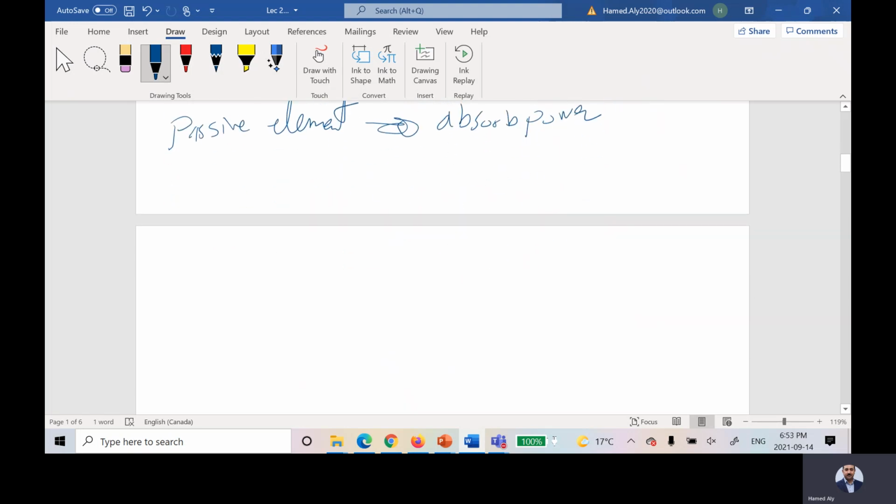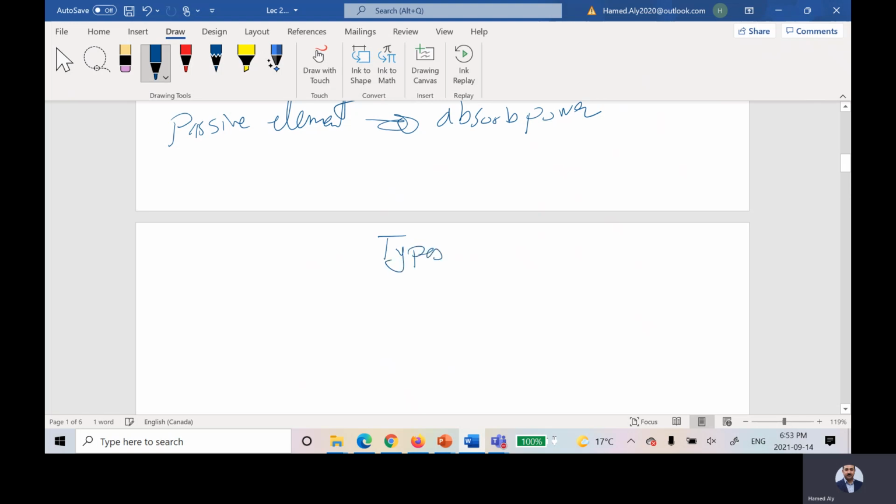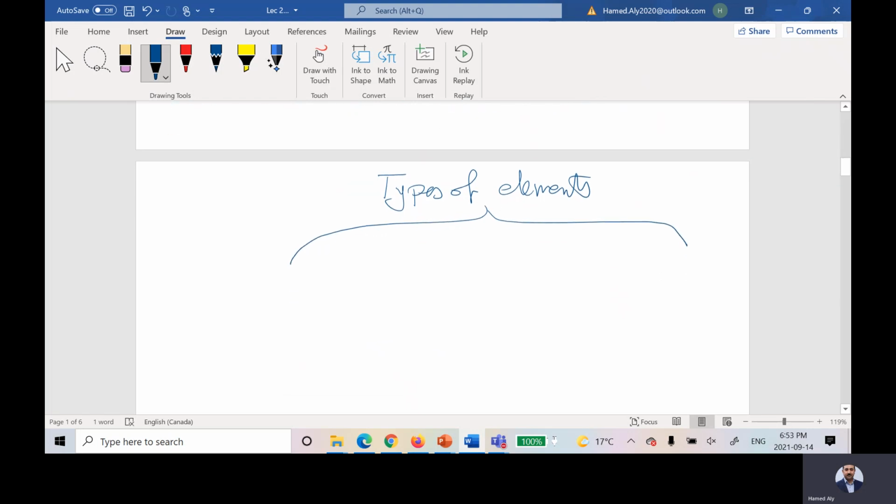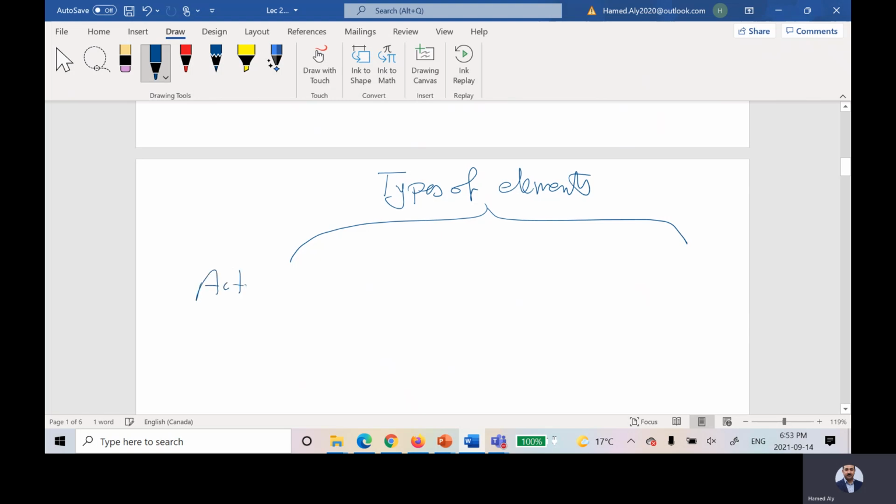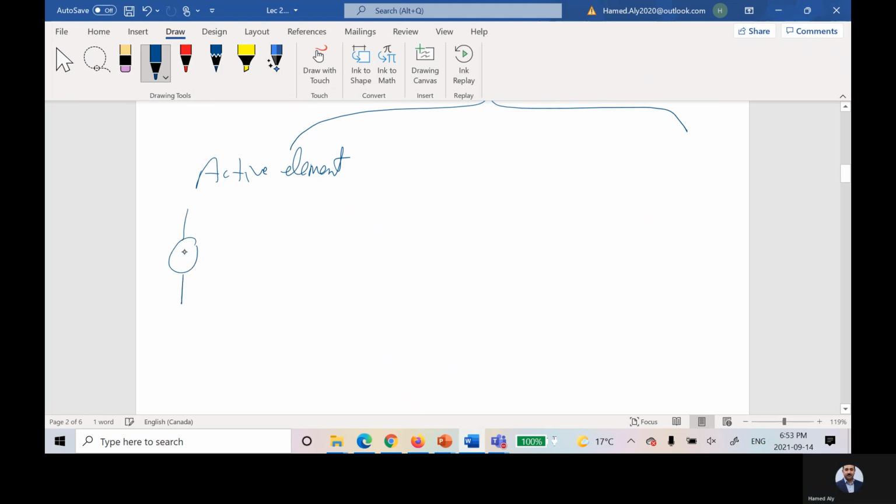Based on that, guys, and this is very, very important, in any electric circuit I have two main types. The first type is called active element. You told me that it is the element that will generate power. My question right now: could this be a resistor? It could be an inductor, or a capacitor. Could it be a voltage source? Is it dependent or independent? It doesn't matter. So this could be a voltage source or current source, dependent or independent, it doesn't matter.